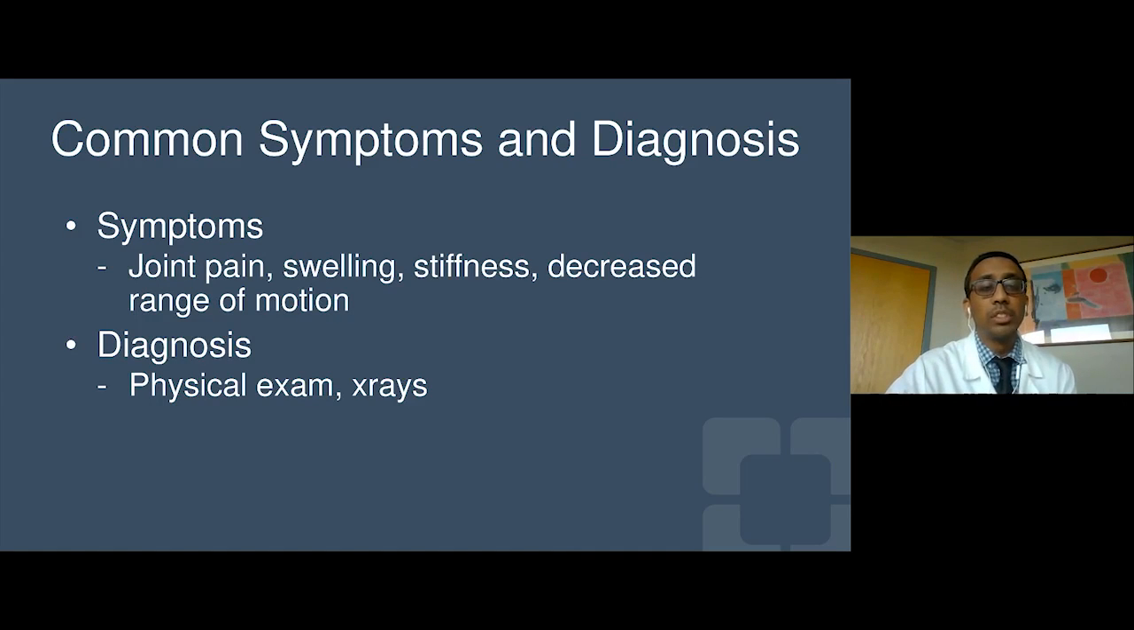So common symptoms, and how do we come up with a diagnosis of osteoarthritis? Common symptoms would be joint pain, swelling, stiffness, decreased range of motion, and then diagnosis generally through physical exam, and then X-rays would be the main modality to diagnose osteoarthritis. Sometimes further imaging such as MRI and CAT scans can help in looking at a more detailed component, but most of the time X-rays will pick up osteoarthritis.